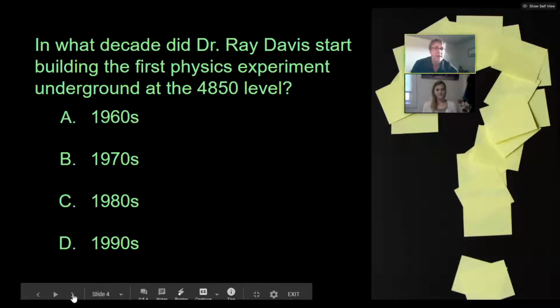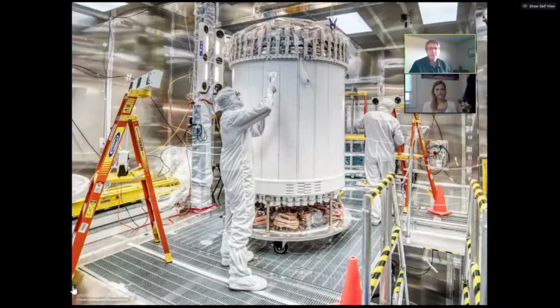So here's one, and this is the picture of the LZ dark matter experiment. This is down at the 4850 level, 4,850 feet below the surface. This experiment is looking for dark matter, and it includes 220 participating scientists from 38 institutions around the world. So it's really cool to think about how many different people are impacting and figuring out the science that's being studied with this particular experiment.